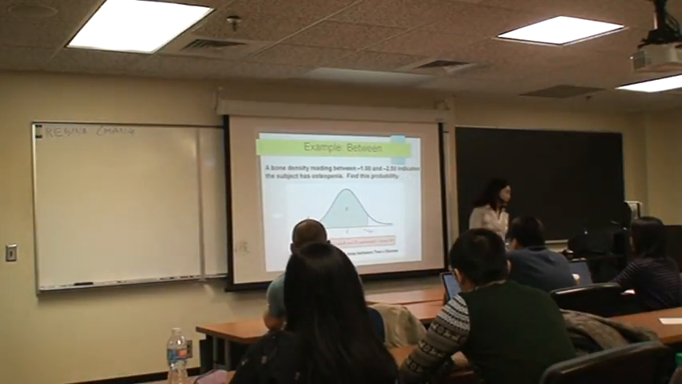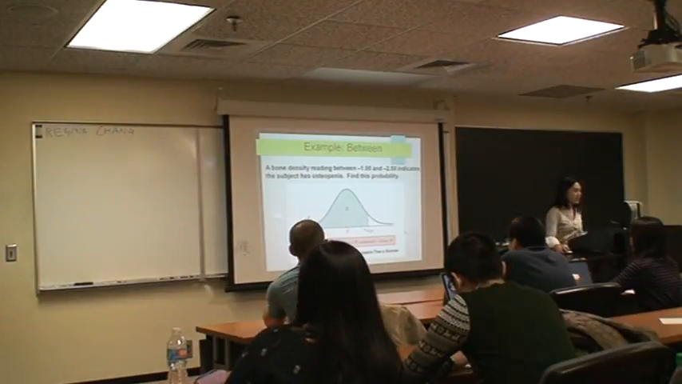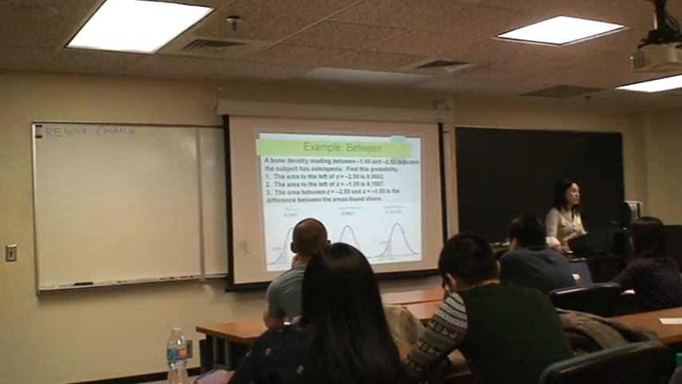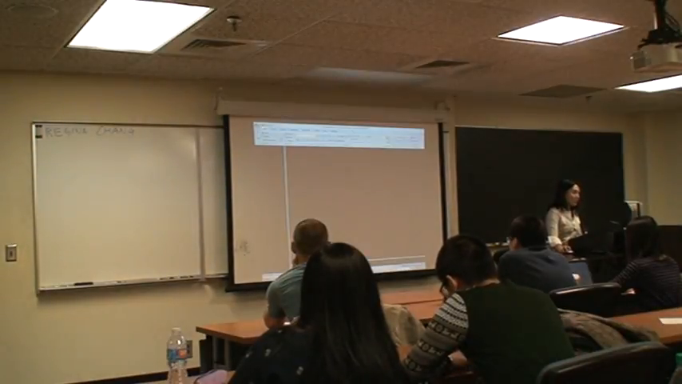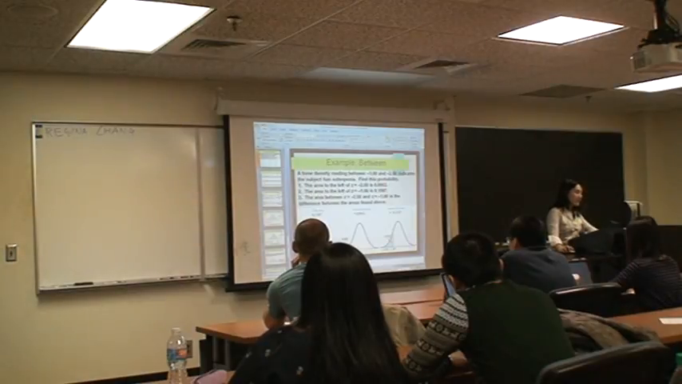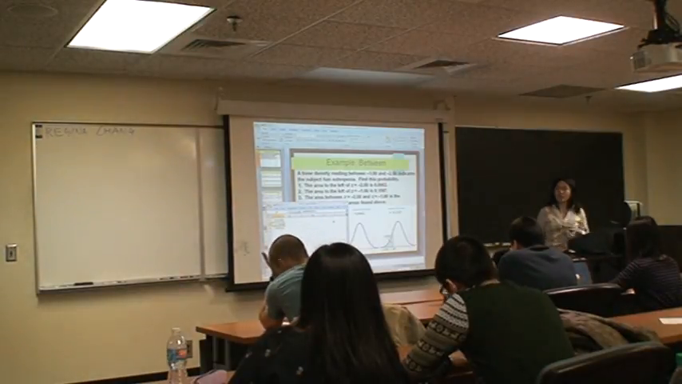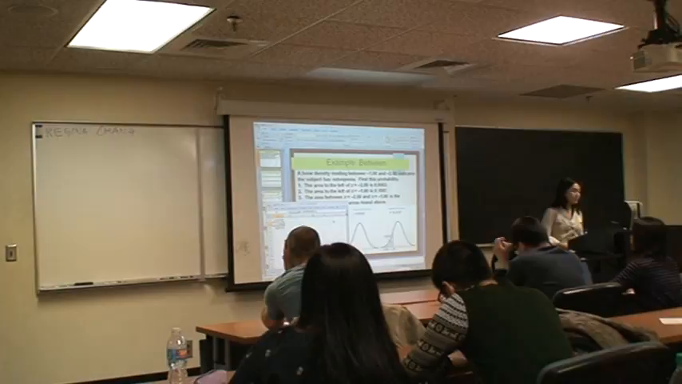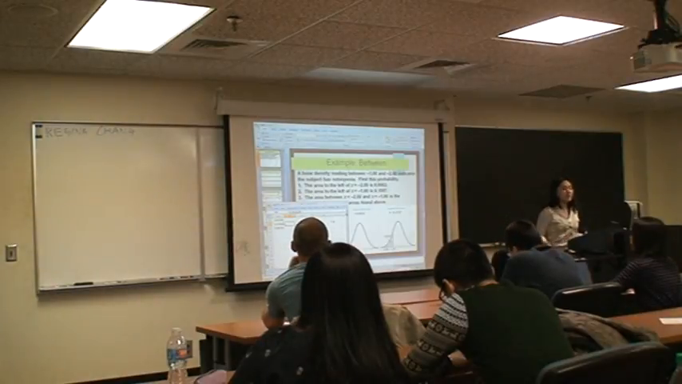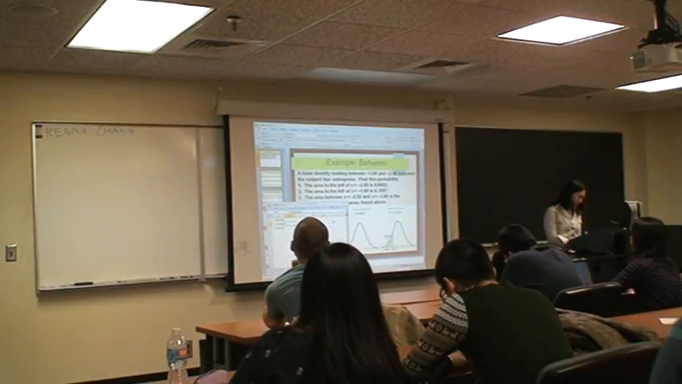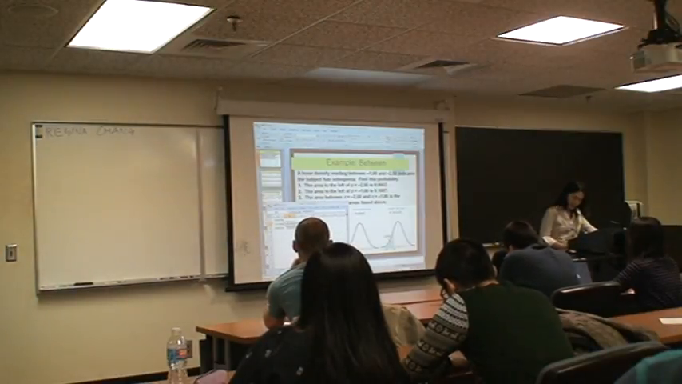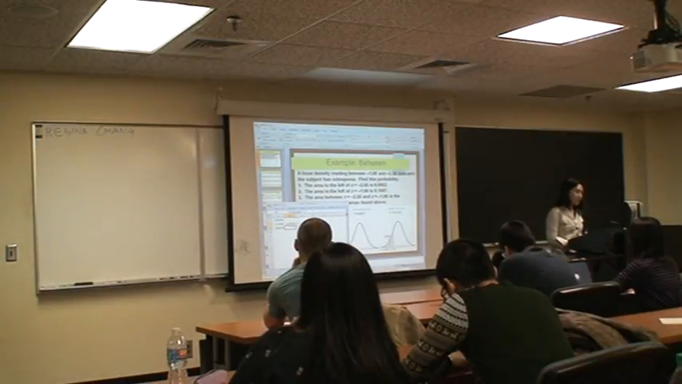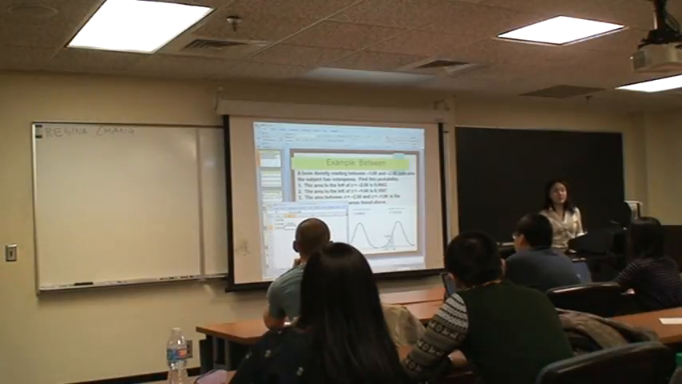How that looks with an actual example: if I were to give a bone density reading between -1 and -2.5. I already have -1, which we found in Excel. The area to the left of -1 is about 15%. Now let me find the area to the left of -2.5. NORM.S.DIST of -2.5. Okay, now I need to subtract the two values.